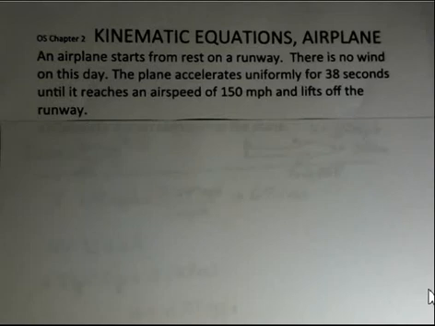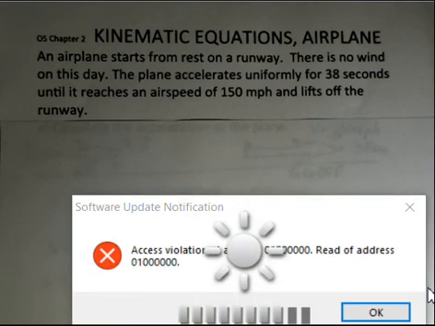In this kinematic problem, we have an airplane sitting on the runway. It's at rest. On this day, there is no wind in any direction, 0 miles per hour for the wind. And this plane is going to accelerate uniformly for 38 seconds from being at rest to the time it takes off. And that, for this particular model of airplane, requires 150 miles per hour of airspeed, which will equal the ground speed because there's no movement of the wind.